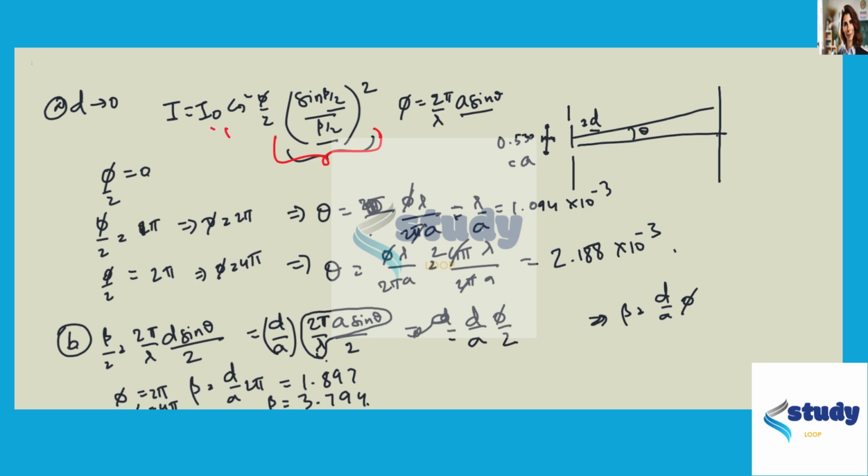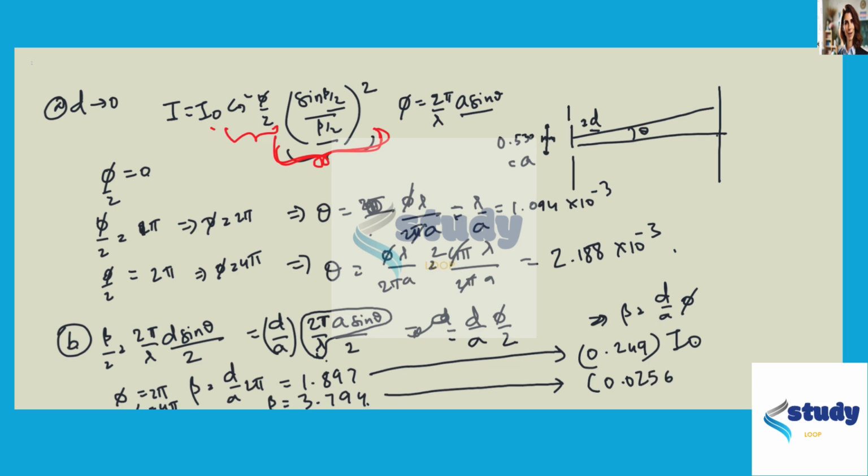Now we simply substitute that in this formula. We know that cos squared phi by 2 is already 1, so we simply need to find out this factor. For phi equal to 2 pi, that is the first maximum, it turns out to be 0.249, so I is 0.249 I naught. And for the second maximum, it turns out to be 0.0256, and I is therefore 0.0256 I naught. That is the answer.